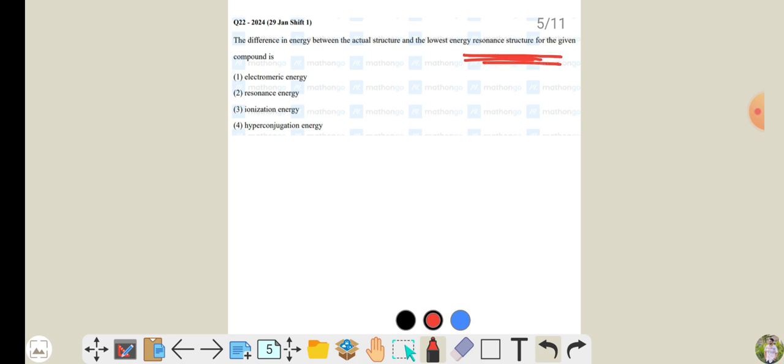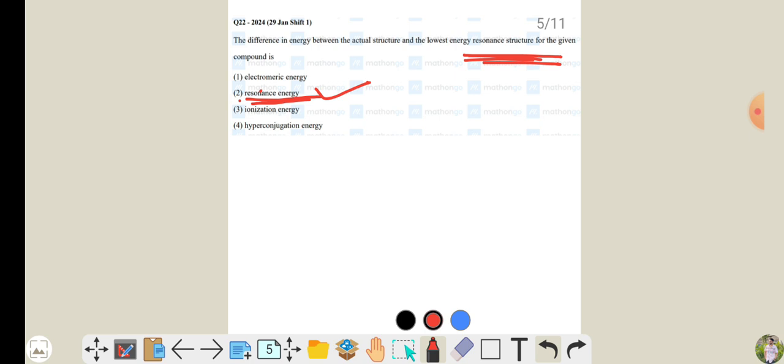So what do you think? What will be the answer there? Very simple question. The answer will be resonance energy. So the second option will be your correct answer. They themselves have written there the energy difference between the actual structure and the lowest structure of resonating structures. So obviously if they are saying resonating structure, 100% it is resonance energy. A normal common sense based question. This type of question can also be asked in your exam, so always keep your eyes open while writing the exam.